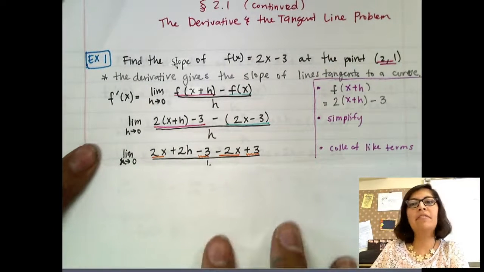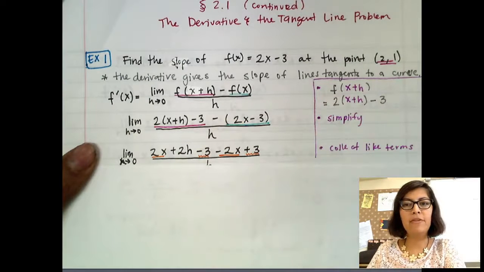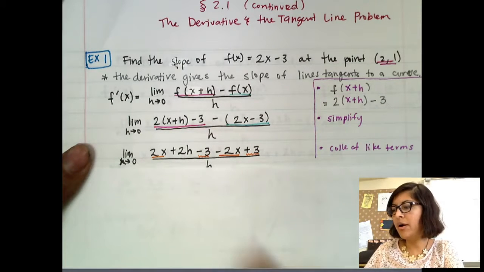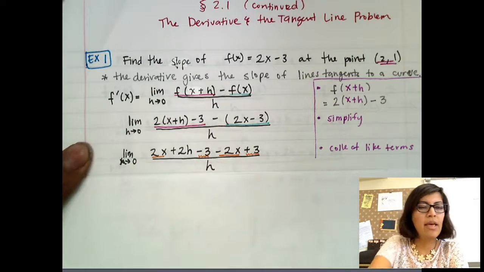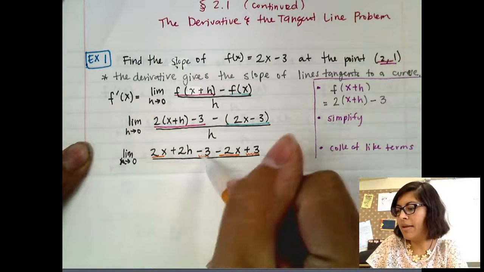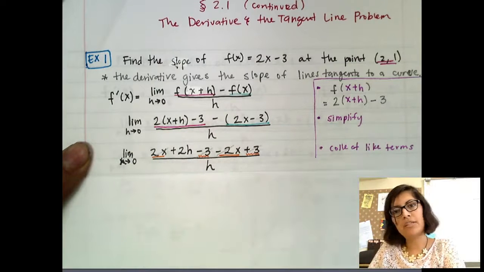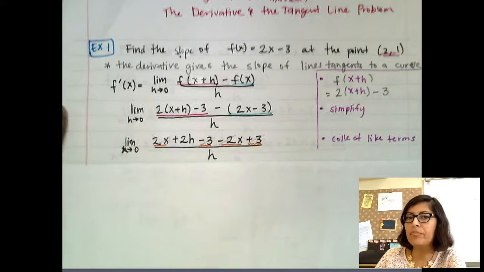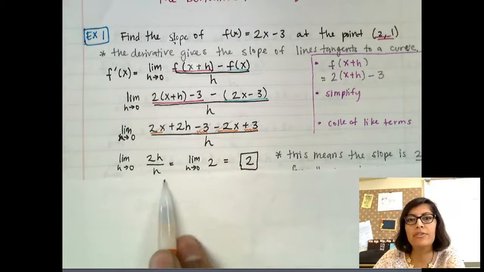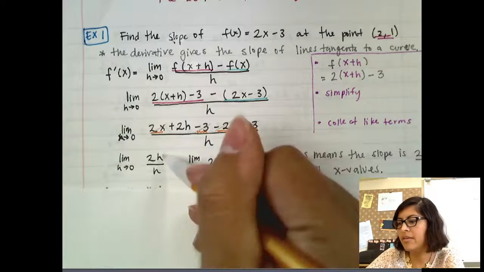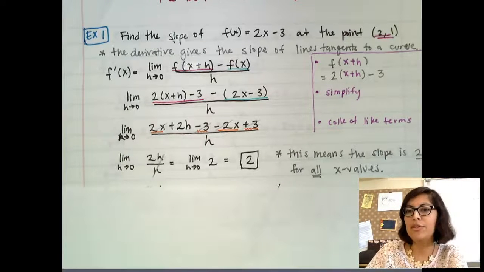And we're going to simplify this. So we're going to distribute. Make sure that you distribute this negative. Don't forget to distribute that negative. After we do that, we collect like terms. So we have 2x minus 2x, and 3 minus a negative 3, plus 3. These are going to cancel with one another and give you 0. You're left with just 2h over h. We can cancel out the h's, and we're just left with 2.